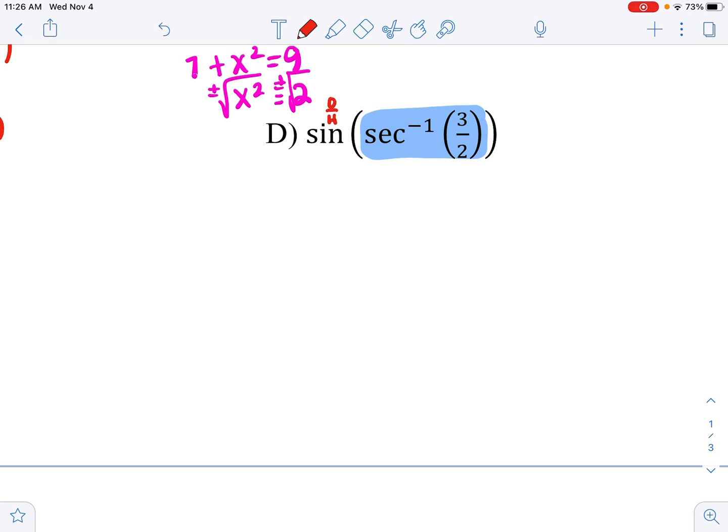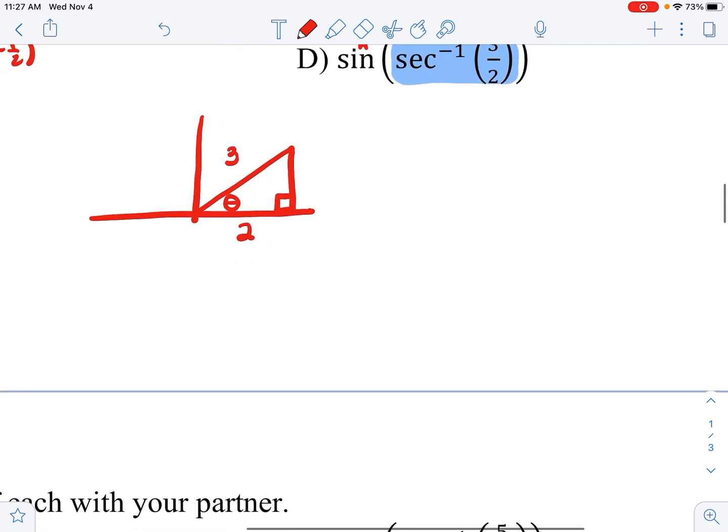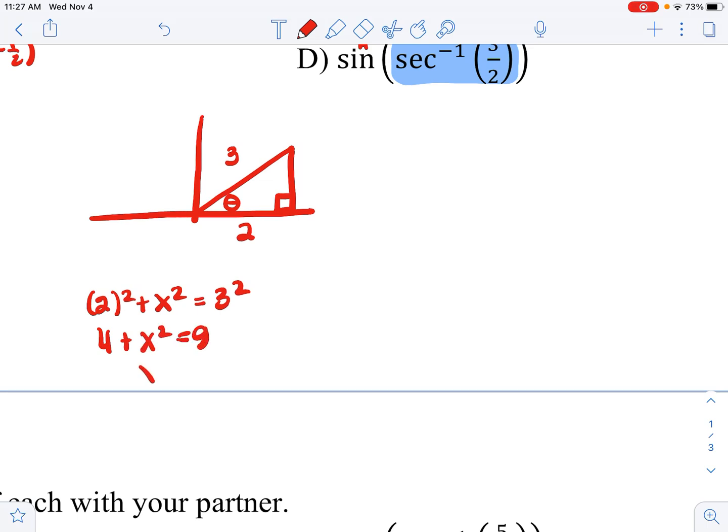All right, next one. I'm going to do this first. I'll draw that triangle, and then I'll take the sine. So I'll end up needing opposite over hypotenuse. All right. Secant inverse, no clue. So I'm going to do cosine inverse instead. The reciprocal is 2 over 3. All right, where's cosine inverse defined? The first and second quadrant. Where is it positive? The first quadrant. Make my right triangle. Here's theta. Adjacent is 2. Hypotenuse is 3. Pythagorean theorem to get my third side.